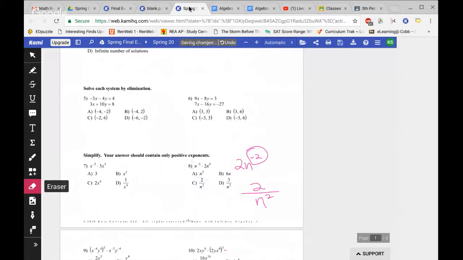All right. Any questions? For this number 7, why wouldn't you put that one to the bottom?